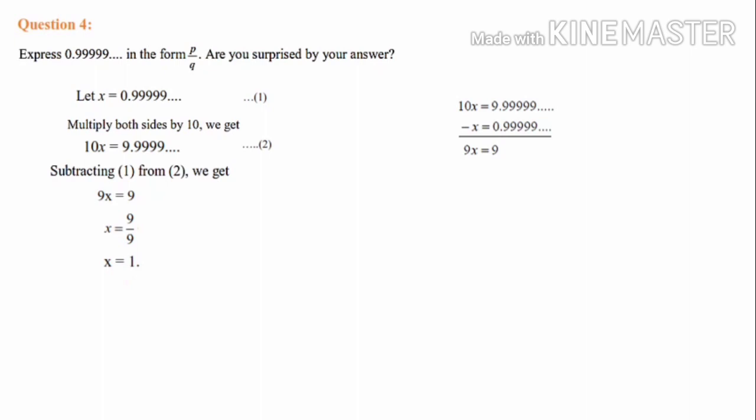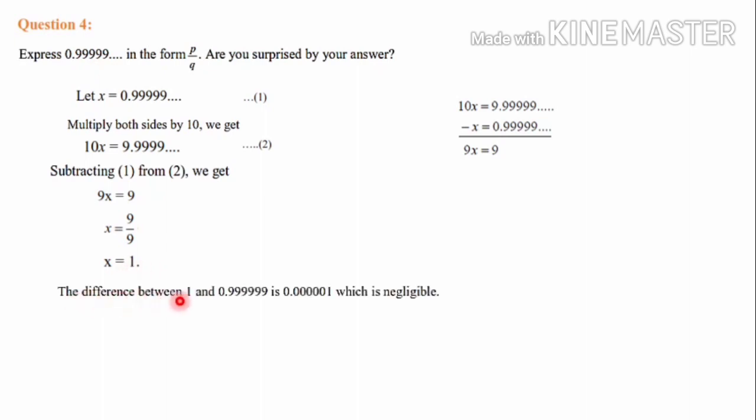Here now we are going to write the answer for the second part. That is, are you surprised by your answer? As I have mentioned before, the given number 0.999 etc. is a number which is very close to 1. I have mentioned in the beginning of the question. Now we have got the answer also as 1.